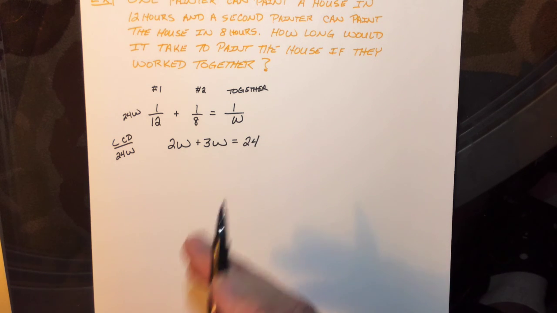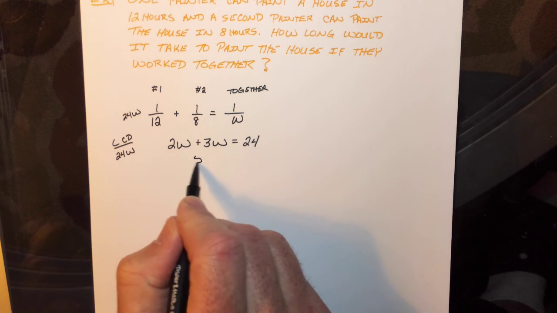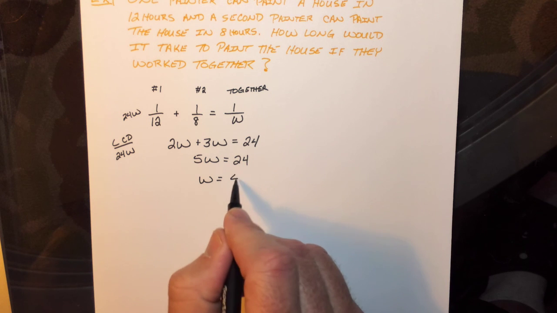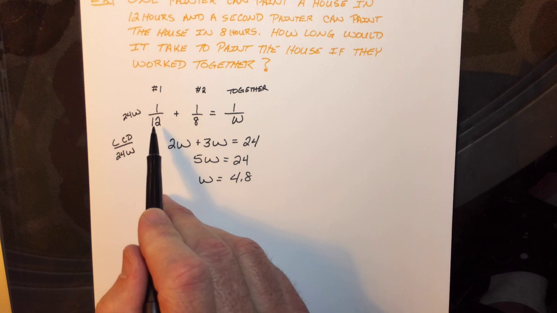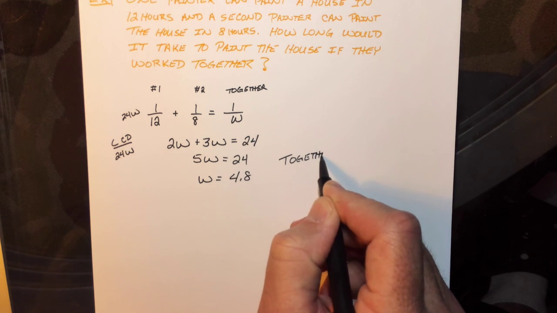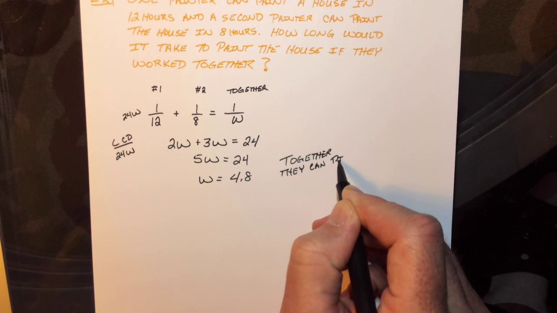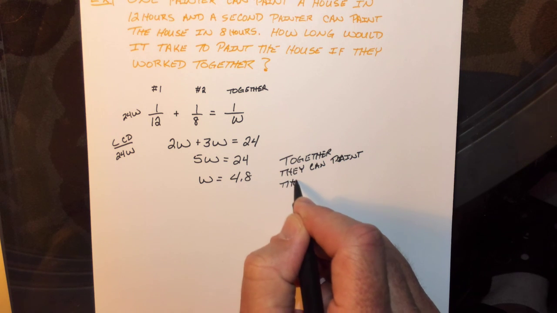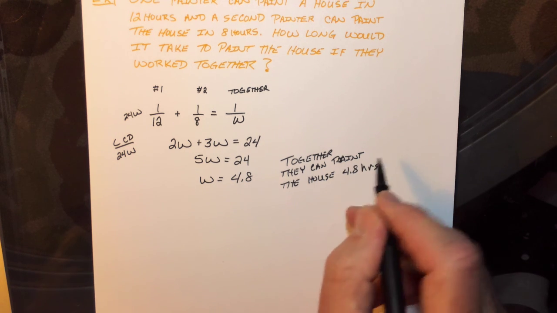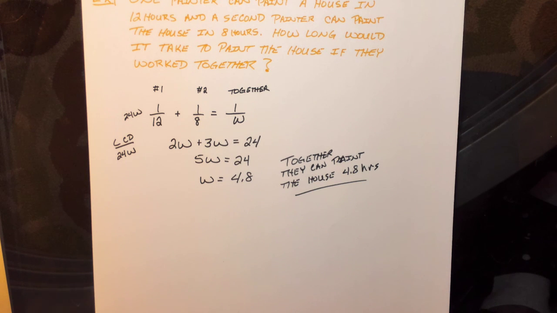24. So, as we continue working through this, we see that 5W equals 24 divided by 5, and W will equal 4.8. Means what? One person did it in 12 hours. One person did it in 8 hours. Together, they can paint the house in just under 5 hours. So 4.8 hours. So the work problems, again, set up a rate, 1 hour, how much of the work, and then together. And there you have your third example.